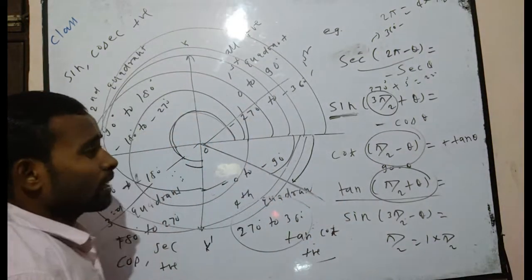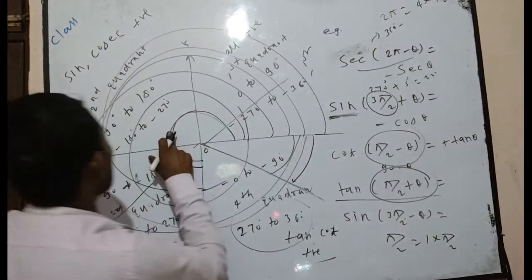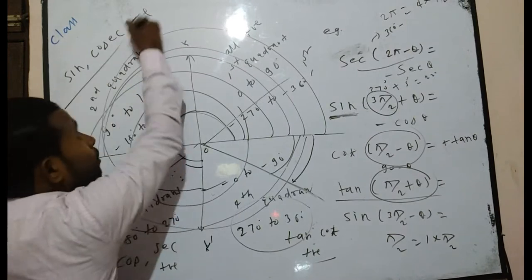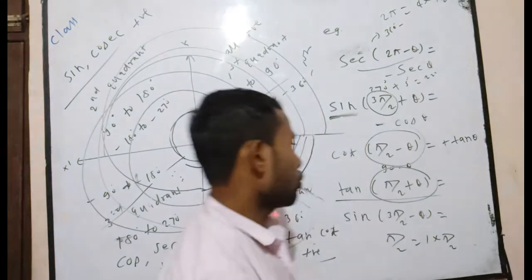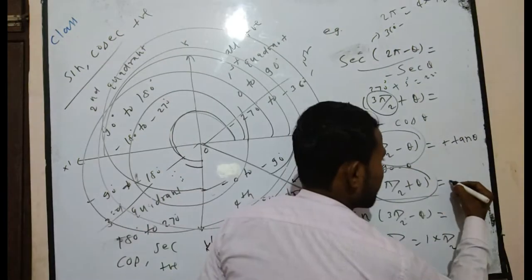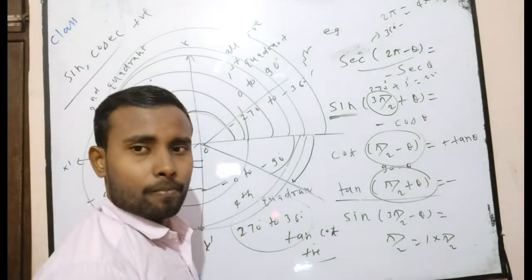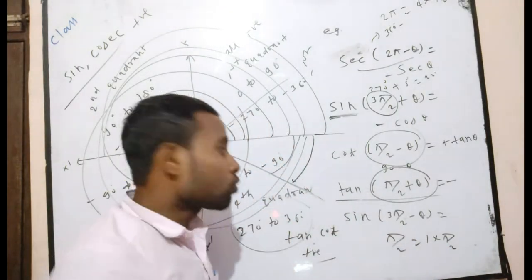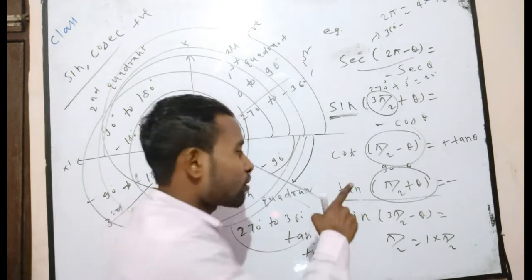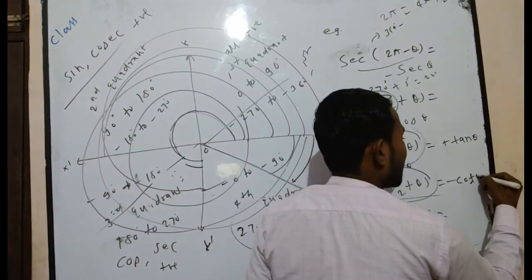105 lies in the second quadrant. So in the second quadrant, as you know, sine and cosec are positive and all other trigonometric functions are negative. So you have to take a negative sign. And you know that pi/2 is an odd multiple of pi/2, so you have to take the complementary function of tan, that means minus cot theta.